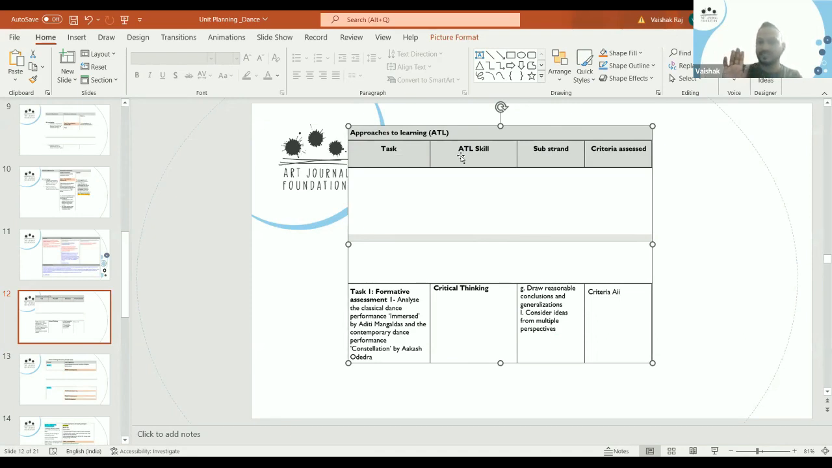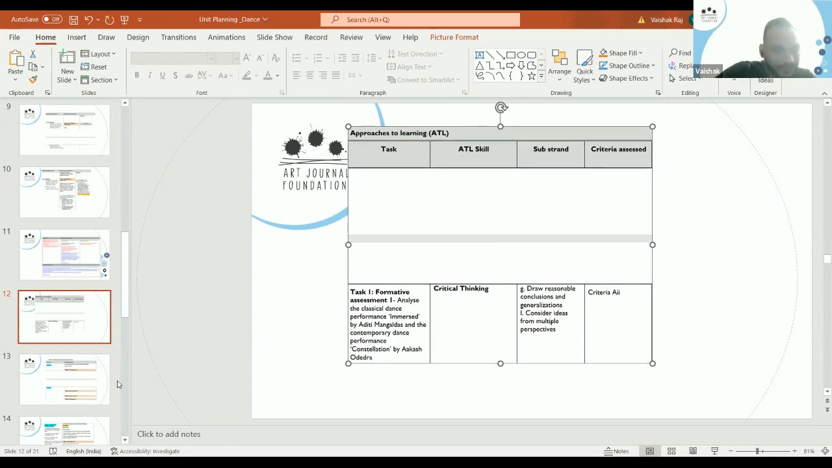Critical thinking is being assessed. The substrand is drawing reasonable conclusions, considering ideas from multiple perspectives. Criteria 8.2 is assessed. Simple. Can I go ahead? This is also something simple. You can fill it up on your own. Okay, great.